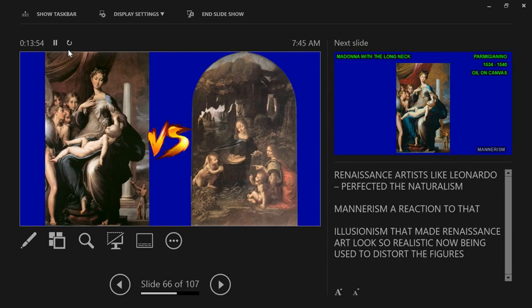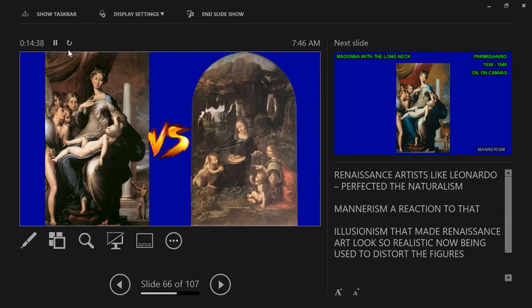All right, so on the left we have Madonna with the long neck. That's Mannerism, and on the right we have Leonardo da Vinci's Madonna of the Caves. I'll get the title. I'm just having a brain fart right now. We're not talking about the background. We're talking about the proportions. Leonardo da Vinci worked so hard to make the proportions so perfect, but that was what the Mannerists were revolting against.